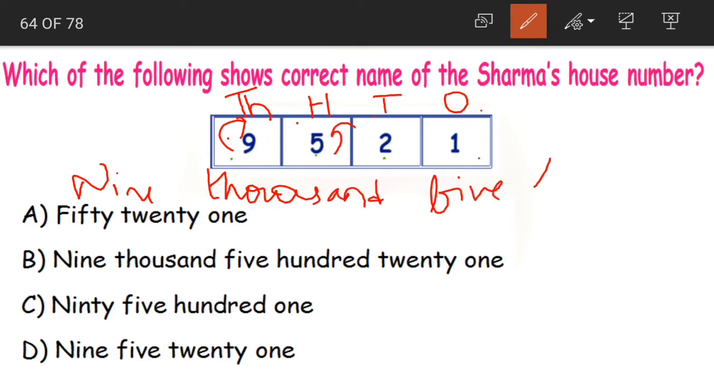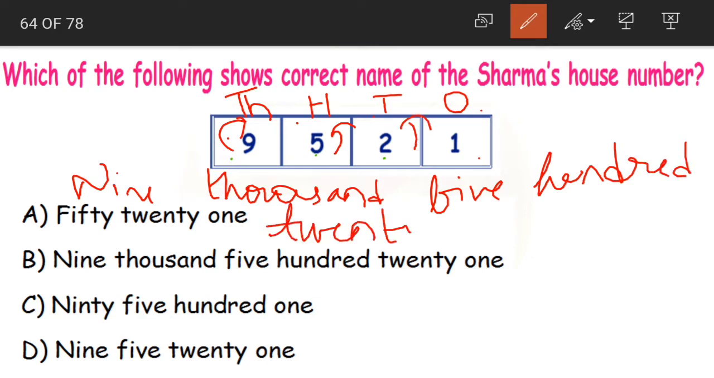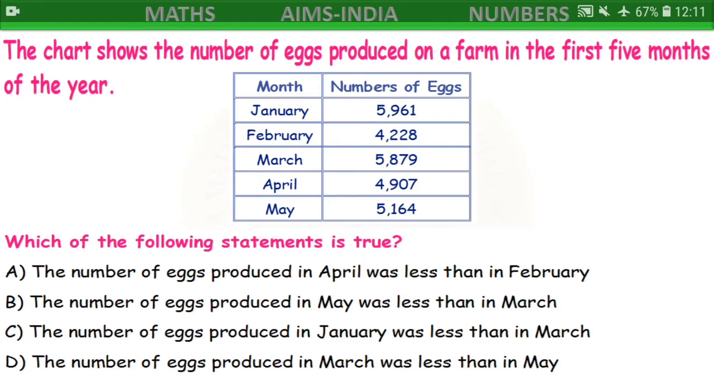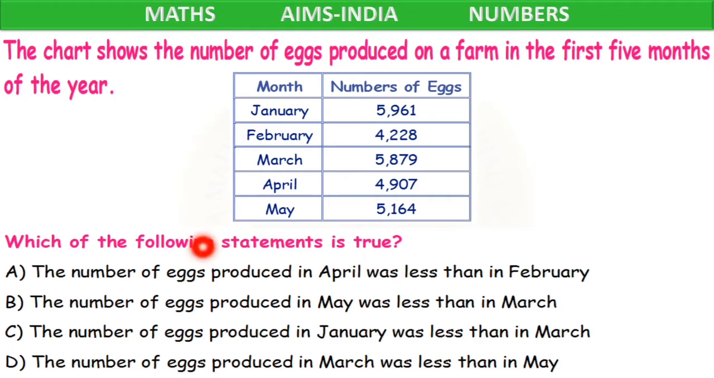9,000. 5 is in hundreds place. So, 5 hundreds. 2 is in tens place. So, 20. 1 is in ones place. So, we will read it as 1. 9,521 will be the correct name of Sharma's house number. Now, if you look at the options, it is option B, 9,521. Clear, children?